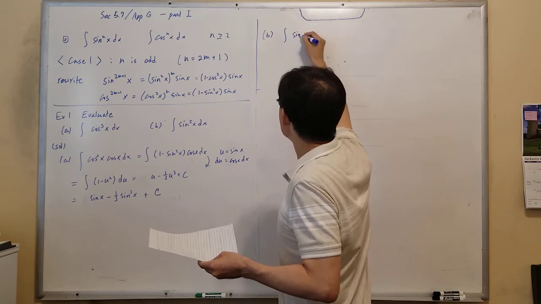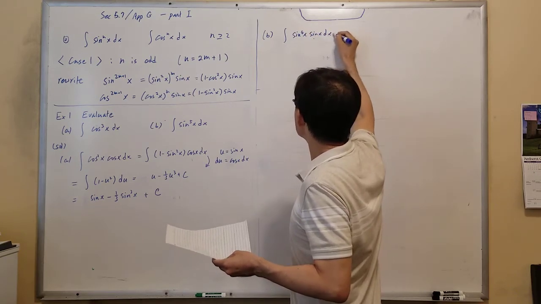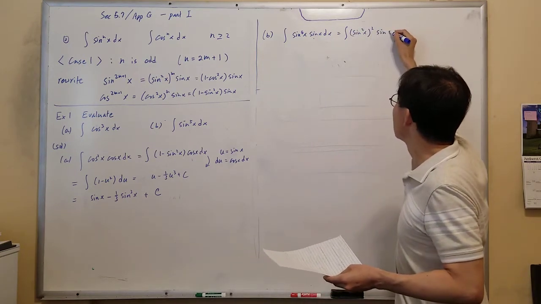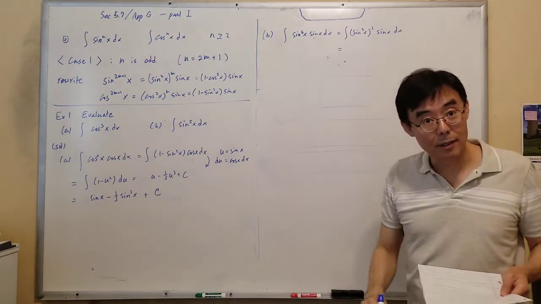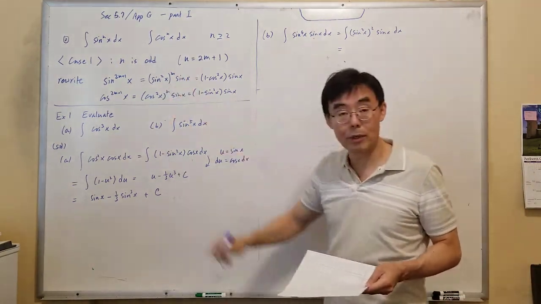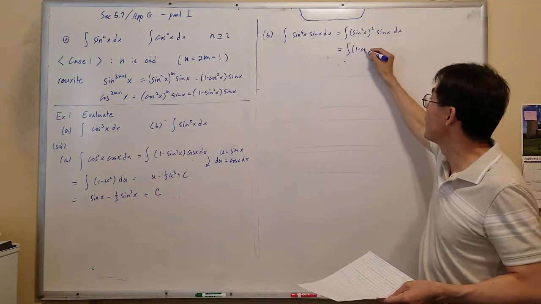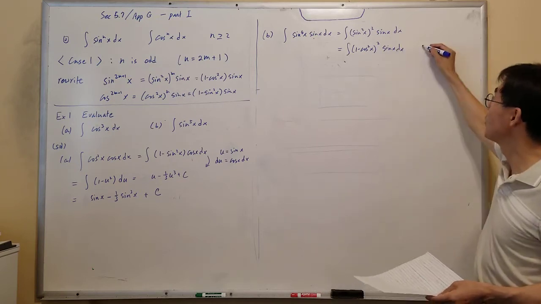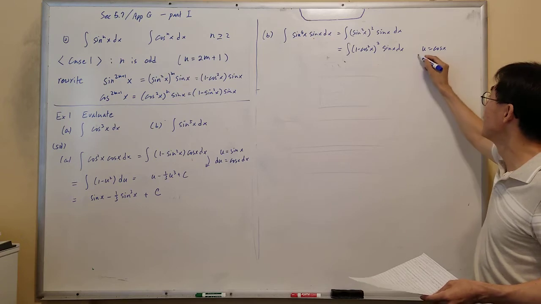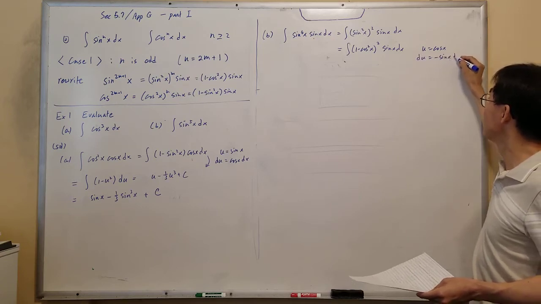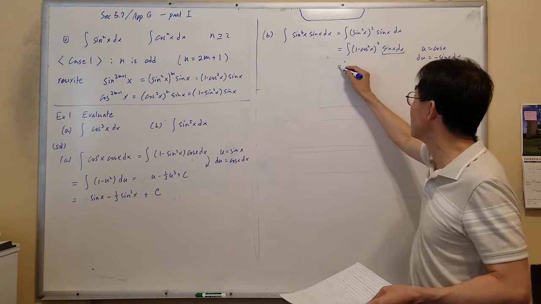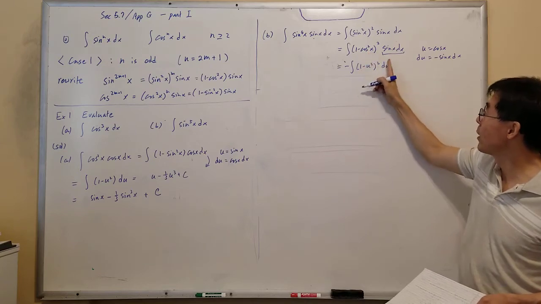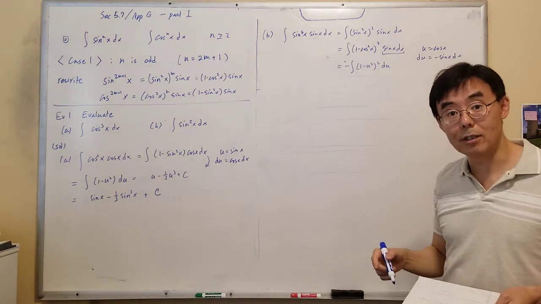Again, sine to the 4th x sine of x dx. This is sine square of x squared sine of x dx. Alright? Just like this, sine squared to be whatever. This is 1 minus cosine squared of x, squared, sine of x dx. This time we're going to use u equals cosine of x, du equals minus sine of x dx. This is minus du, minus of 1 minus u squared squared du.